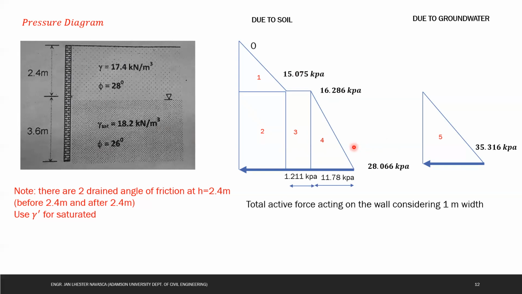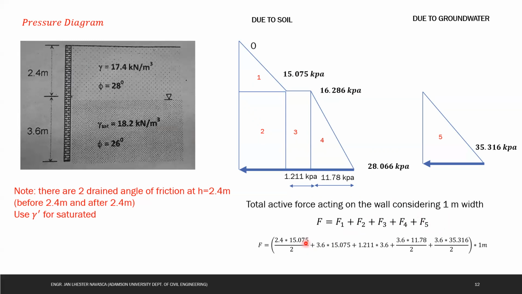Then the total active force acting on the wall, considering 1 meter width, is basically the pressure multiplied by the height, simply the area of the diagram. Just take the area of the diagram. So the total force is the summation of F sub 1, F sub 2, F sub 3, F sub 4, and F sub 5. Solving for F sub 1, this one is 2.4 meters multiplied by 15.075 divided by 2, just the area of this triangle.